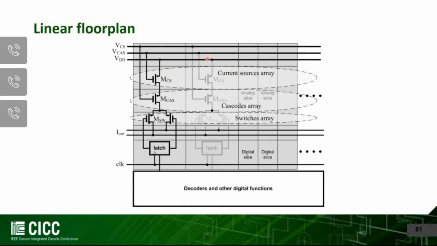The top allocates the quiet part of the array, where current sources and biasing stay physically separate from the switching action. The current source devices and the cascodes are neatly packed together for best matching and minimal gradients. As we move to the bottom, we have the switches, which are connected straight onto the output rails. South of the output rails and away from the sensitive analog, we have the latches.